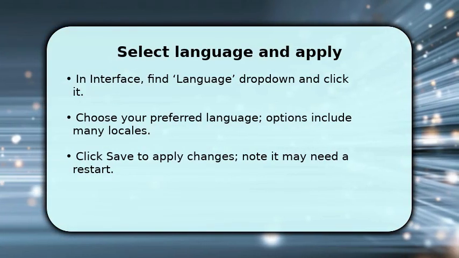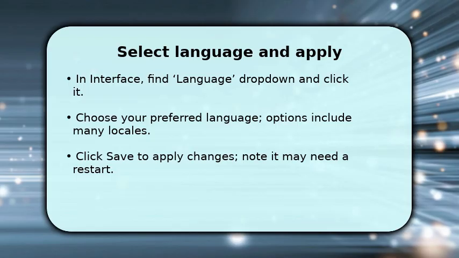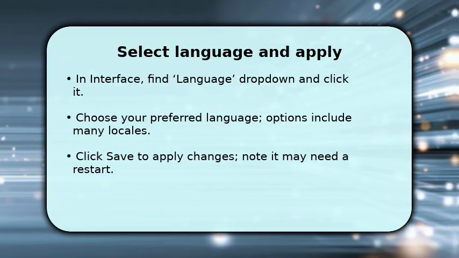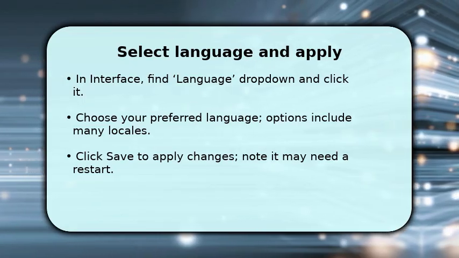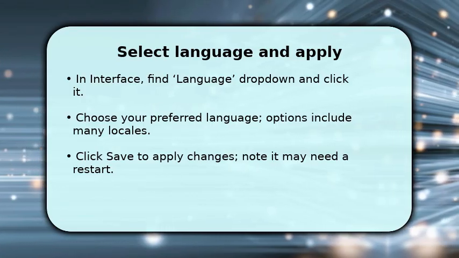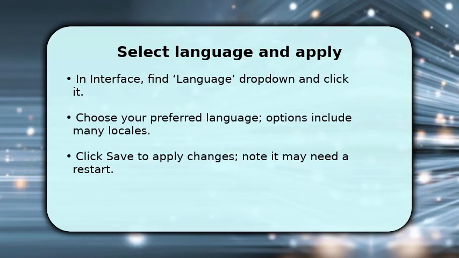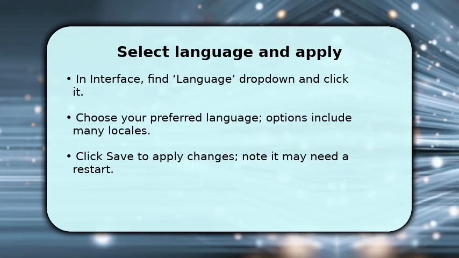Now you select the new language. In the interface area, find the language drop-down and pick the desired locale, for example, Spanish, French, or Chinese. You should do this because VLC stores interface strings by locale. Selecting one swaps menus and tooltips immediately after reload. Once chosen, click Save at the bottom of the Preferences window.